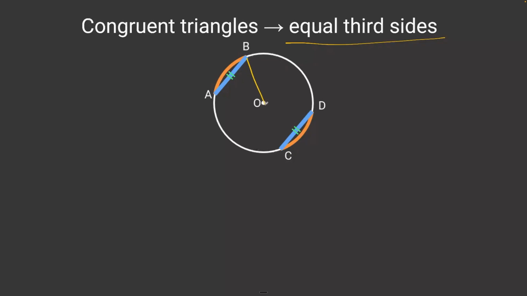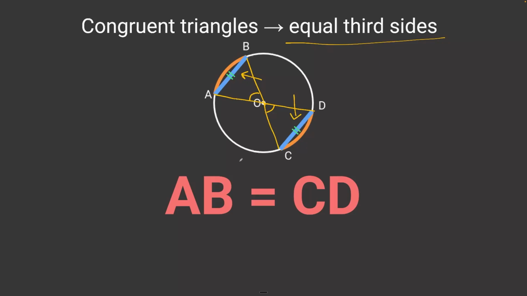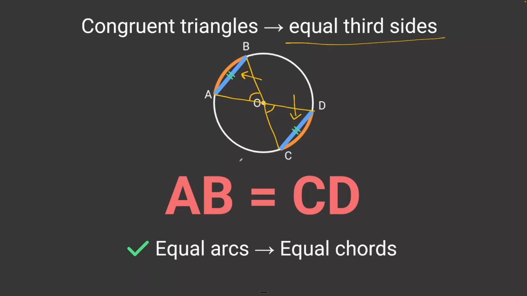So these two triangles, since they are congruent, the chords that they have as the base are also equal in size. So AB will be equal to CD. Equal arcs create equal chords. So we have proved that.